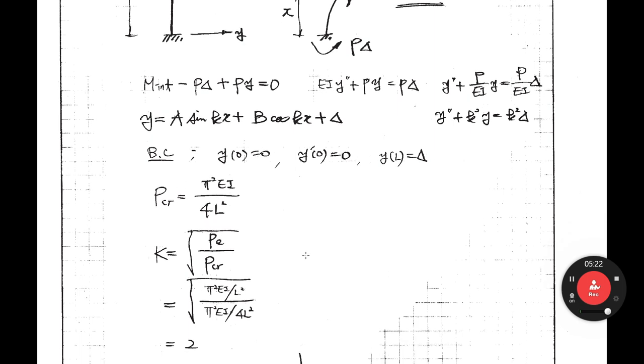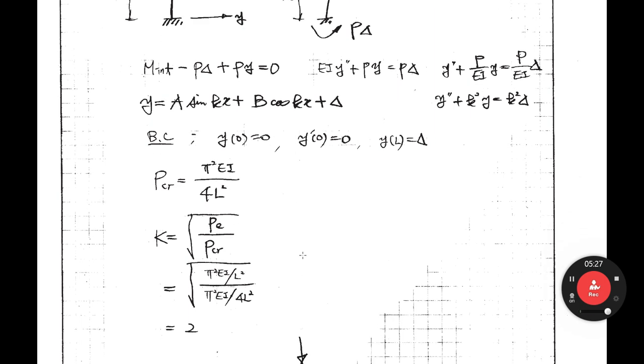The important message here is to introduce the large K value. This large K is called the effective length factor. This K can be calculated as the square root of PE over P critical. PE is the Euler buckling load. P critical is this member's critical load, that is pi square EI over 4L square. The Euler buckling load is pi square EI over L square. This is the buckling load of a pin-ended column.